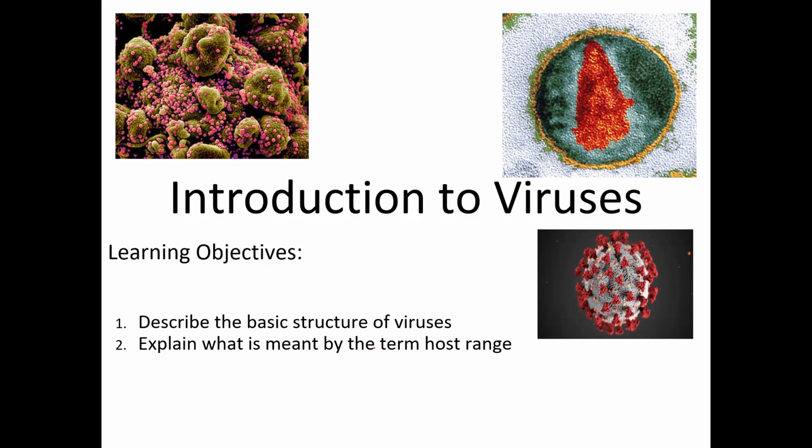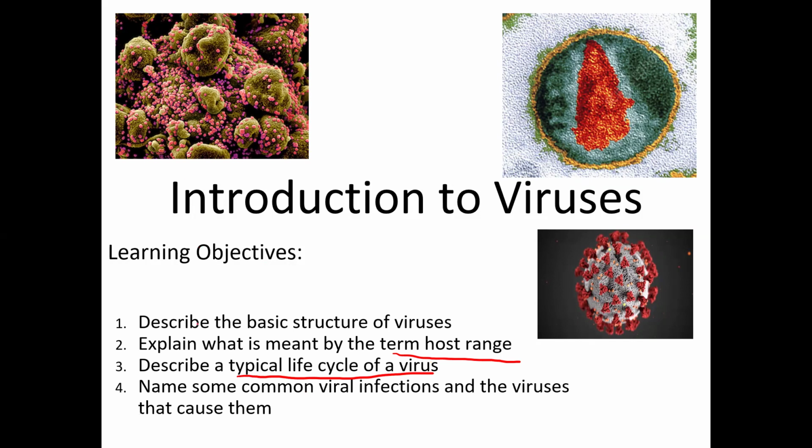We're going to look at and explain what the term host range means and what that entails, and how they recognize who they're going to infect. We're also going to describe a typical life cycle of a virus. And then finally, we're going to check out some of the common viral infections that you most likely have come in contact with, and what's going on with them and what they do.